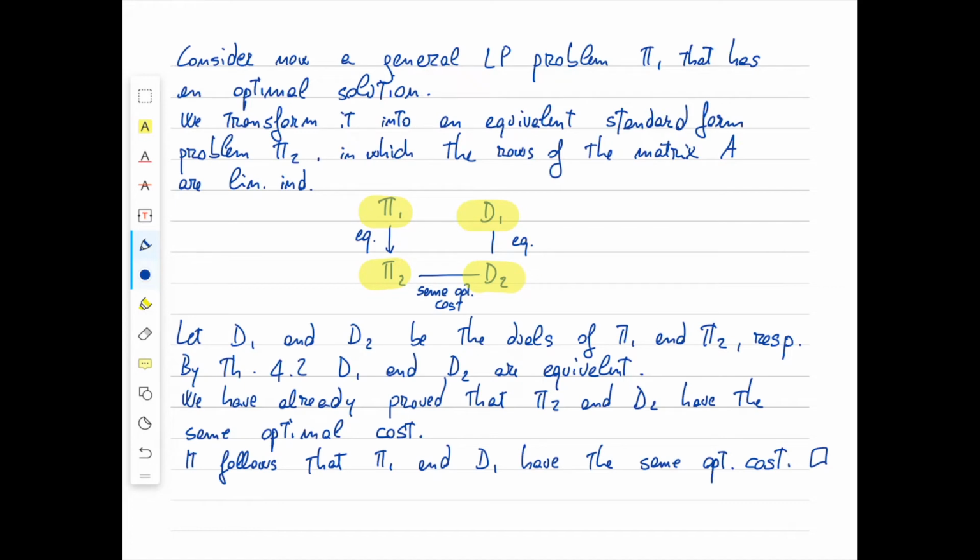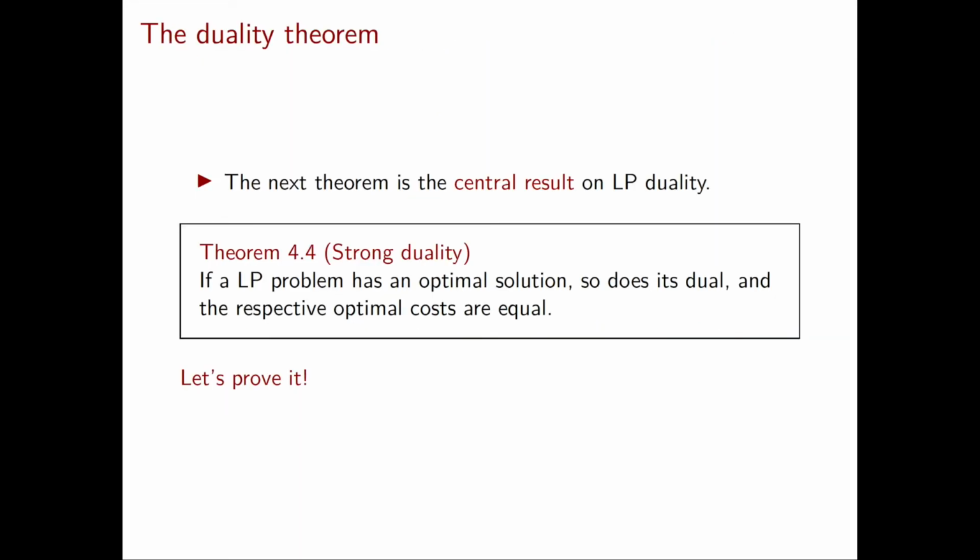Let's get back to the slides. As you saw in our proof of strong duality, we used the simplex method. It is interesting to know that there are different proofs of strong duality that don't use the simplex method at all, and you can find one in the book.